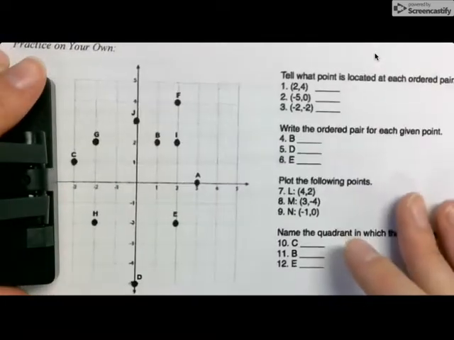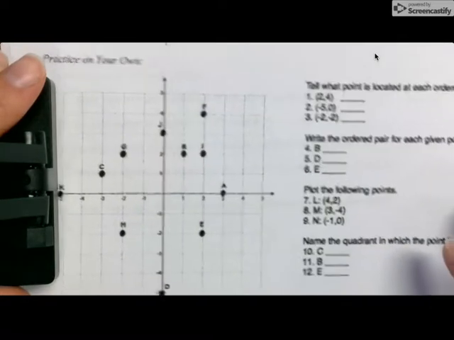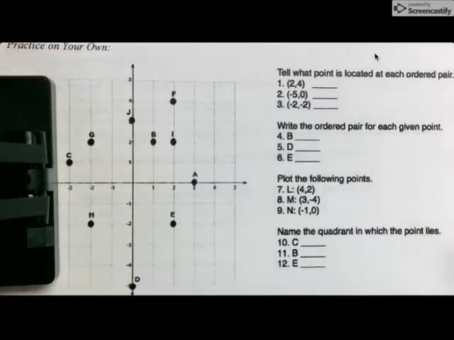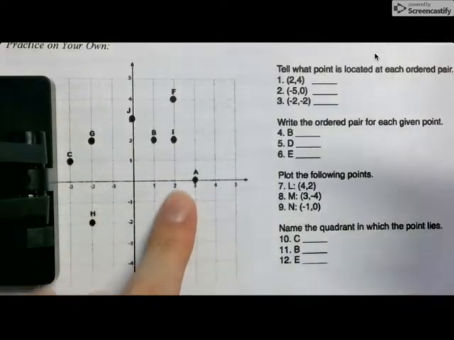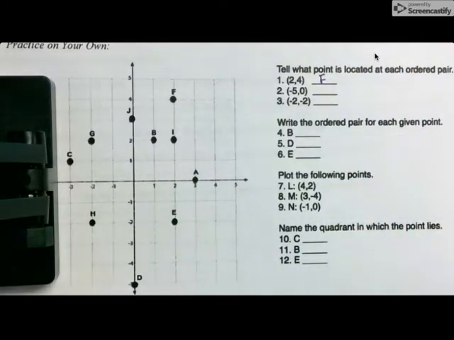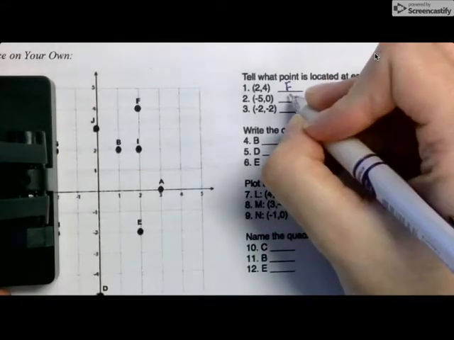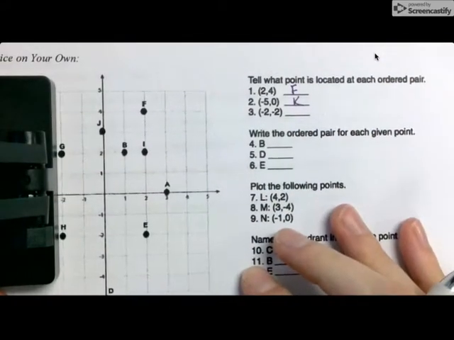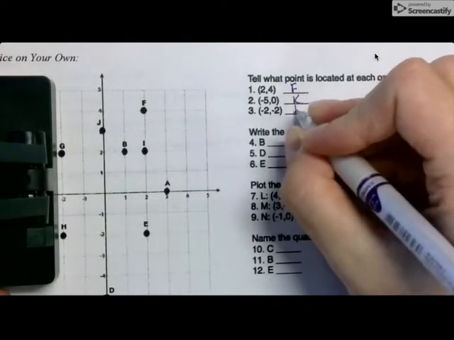If we look down at the bottom, it says, tell which point is located at the ordered pair. So the point 2, 4. So 2 on the x-axis, 4 on the y-axis. Where they meet is the point F. Negative 5, 0. I think that's the K value that I just left. Yep, that would be K. Negative 2, 2. I have negative 2, and they meet at H.